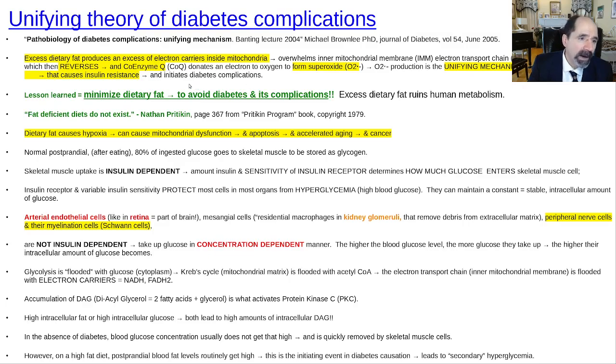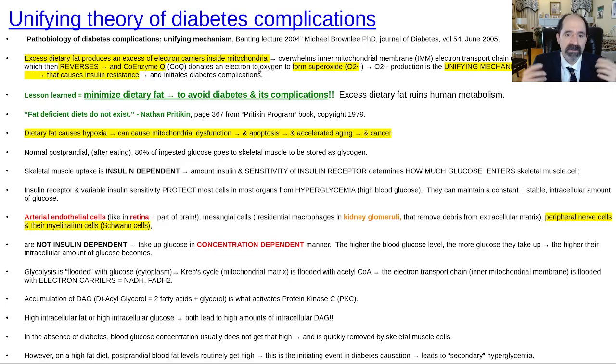Okay, so what do we know about what causes insulin resistance? We know that excessive dietary fat leads to, and Michael Brownlee is one of the main guys who figured this all out, an excess of electron carriers inside the mitochondria. And this then overwhelms the inner mitochondrial membrane electron transport system, because when the gradient gets very high by pumping so many protons, we're going to see a picture of this in just a moment. When the protons are too high within the intermembrane space within the mitochondria, then complex 3 of the mitochondrial proton pumps can't pump against that gradient, and electron transport will reverse.